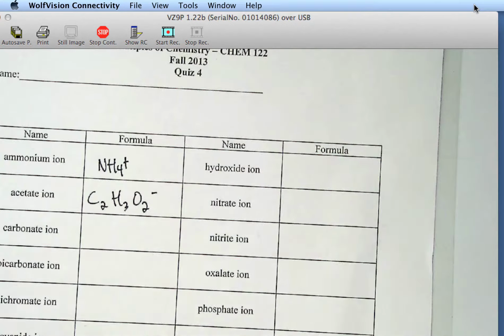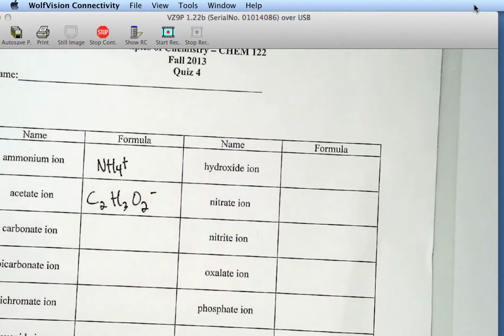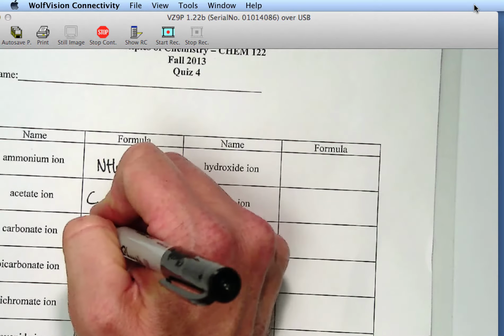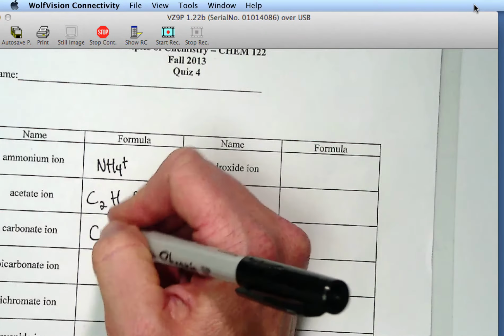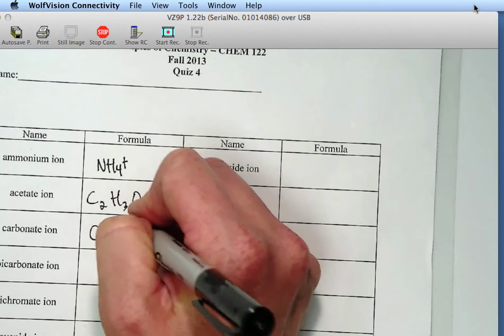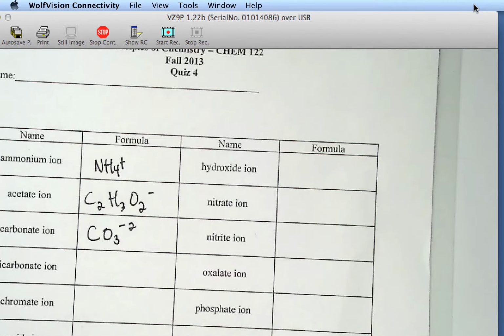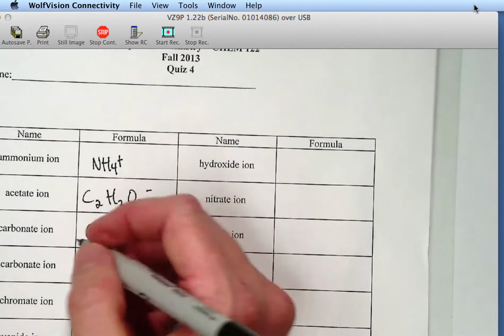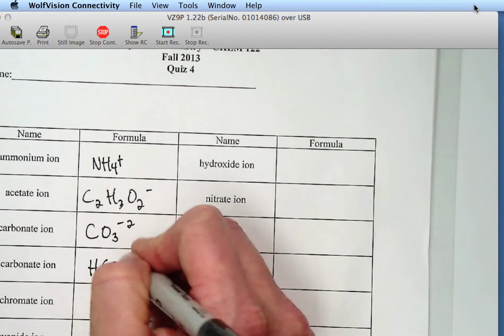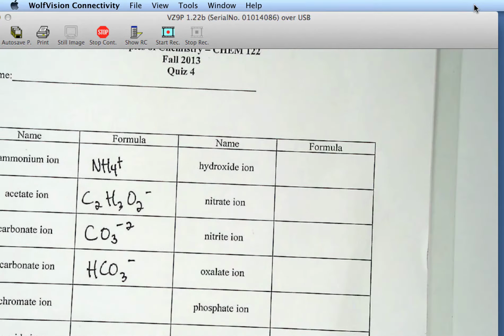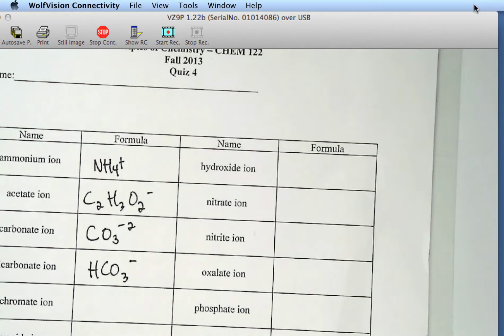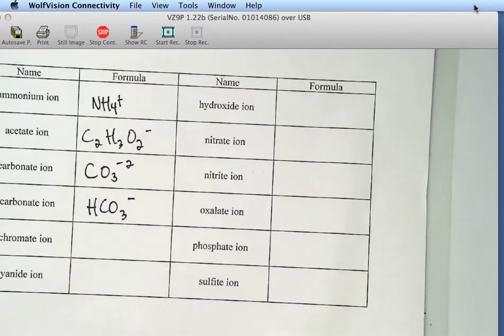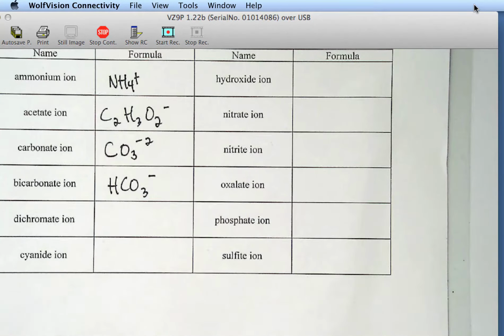Okay, so then hydroxide, or no, let's go carbonate ion. CO3 -2. Bicarbonate ion, HCO3. Maybe you were thinking, it's also on the flashcards, hydrogen carbonate ion. Is it? Yeah. Bicarbonate is what you'll probably see the most often.